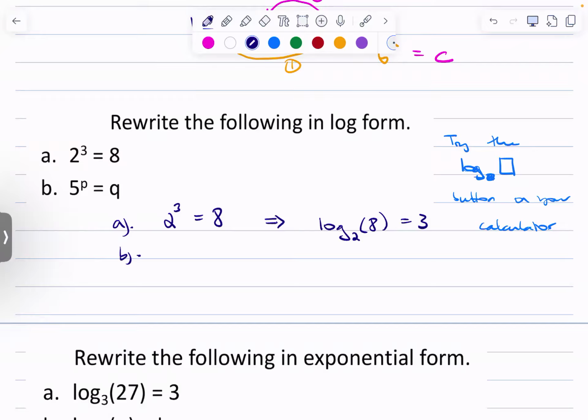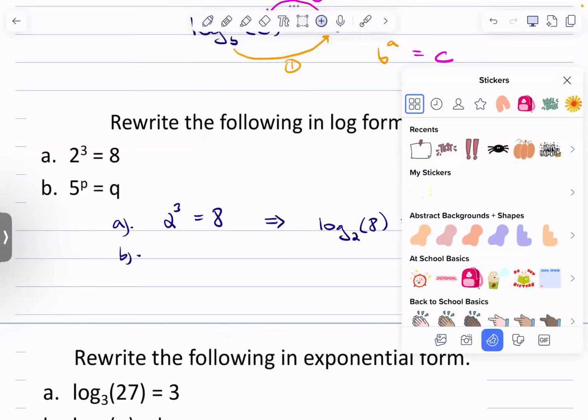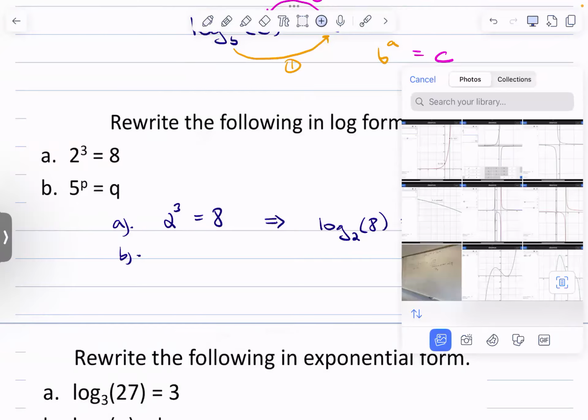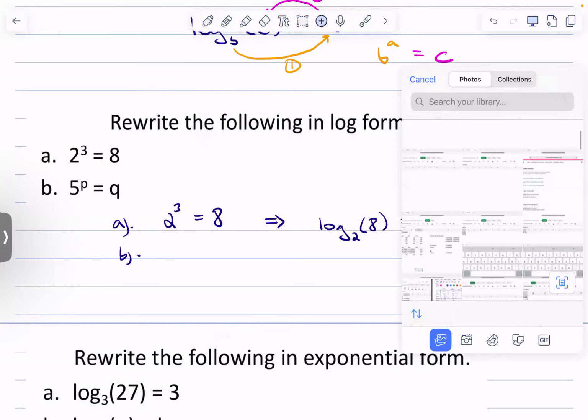Did everyone find the log any base button? No. Let me see if I have a picture. You found it? I have my calculator, but that's not going to help, is it?